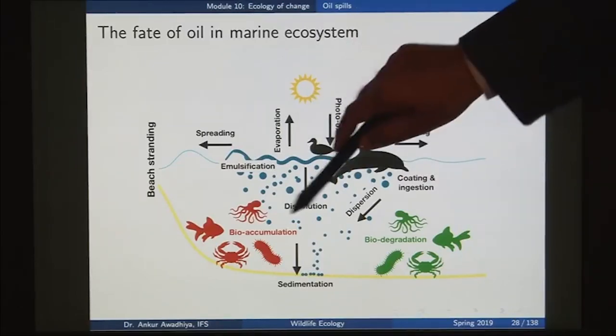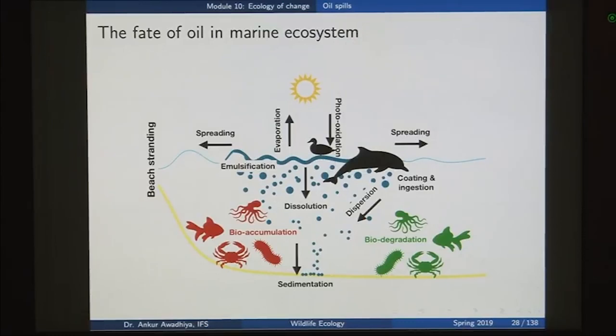Now, once it has been acted upon, or once it has reached the living organisms, we will observe two kinds of impacts. The first impact would be that of biodegradation. In this case, the oil is acted upon by the enzymes that are present in the bodies of the organisms and they are rendered harmless. So, that is the process of biodegradation. The oil is degraded into some other chemicals and these chemicals do not now have an impact on the ecosystem. So, that is a positive process.